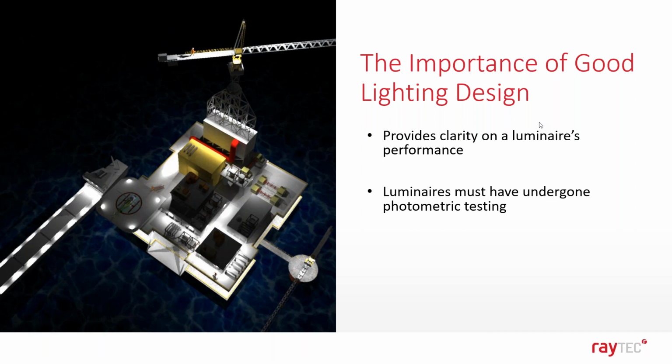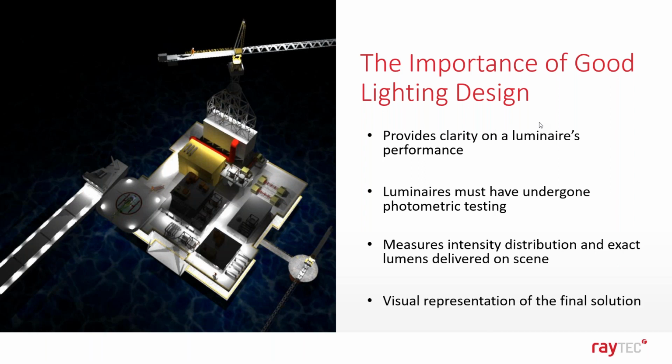To be used in lighting design software, a luminaire's performance is measured and turned into a photometric file, usually by an independent test lab. They will measure the intensity distribution and the delivered lumens from the luminaire, which the lighting design software can then use to simulate the on-scene illuminance. You also get a visual representation of the final solution, which sometimes can show up any shortcomings in the project, which can then be addressed early on. It's better doing that than trying to repair a fitting after it's been installed.